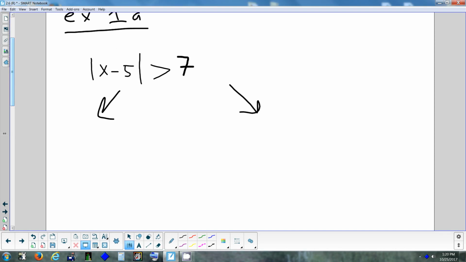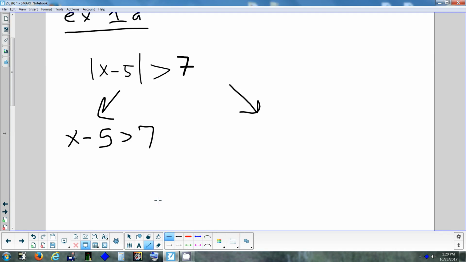Mackenzie, what's my first inequality going to be? X minus 5 is greater than 7. X minus 5 greater than 7. Do I need absolute value bars? No, I don't need that, so I'm good to split it.